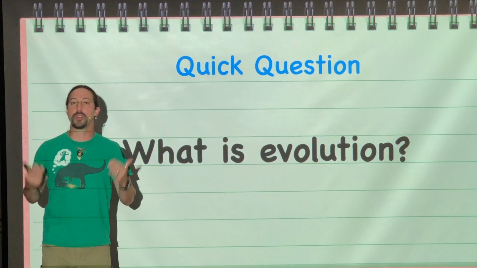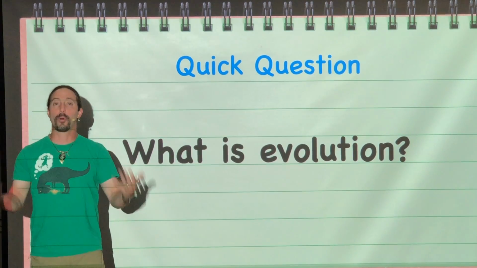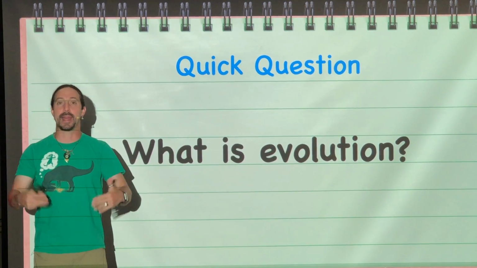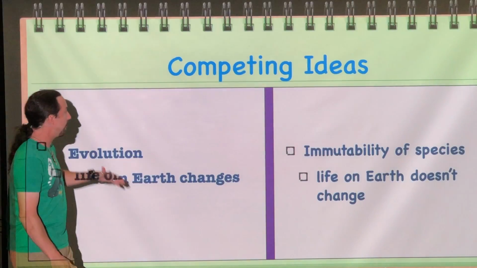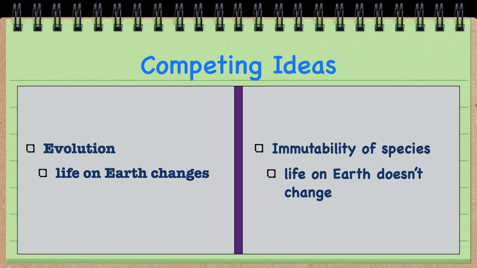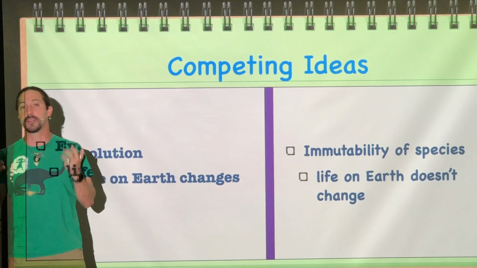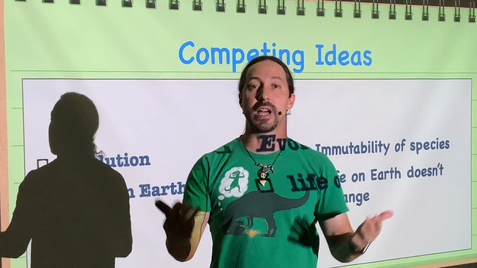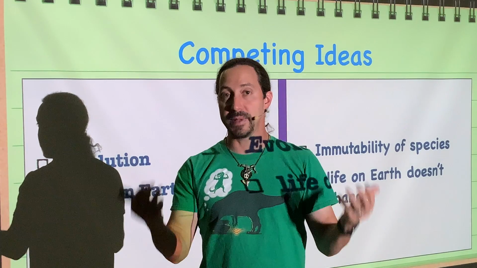Some people think that evolution has a lot to do with how life began upon this planet. But unfortunately, how life began on this planet goes beyond the realms of science. What evolution actually compares is that life on Earth changes compared to another idea, which was the immutability of species, that life on Earth doesn't change. These competing ideas have been around for an extremely long period of time. In fact, Aristotle was one of the individuals who was a proponent of the immutability of species.